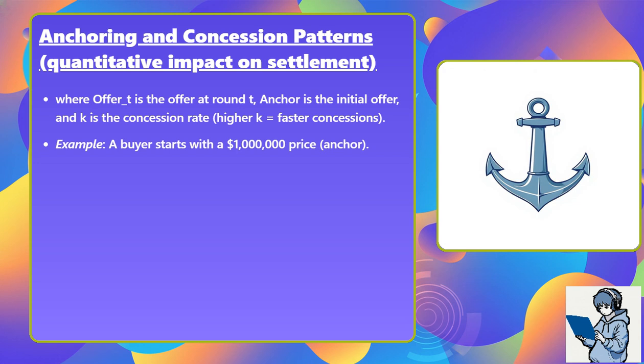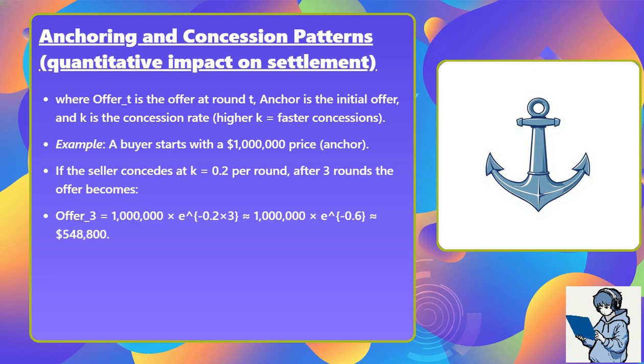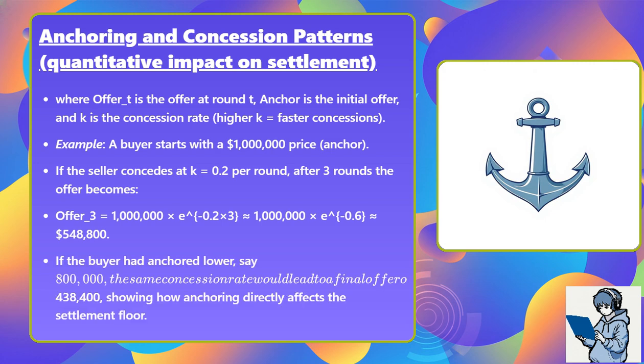Example, a buyer starts with a $1 million price anchor. If the seller concedes at k equals 0.2 per round, after 3 rounds the offer becomes offer sub 3 equals $1 million times e to the minus 0.2 times 3, approximately $1 million times e to the minus 0.6, approximately $548,800. If the buyer had anchored lower, say $800,000, the same concession rate would lead to a final offer of $438,400, showing how anchoring directly affects the settlement floor.